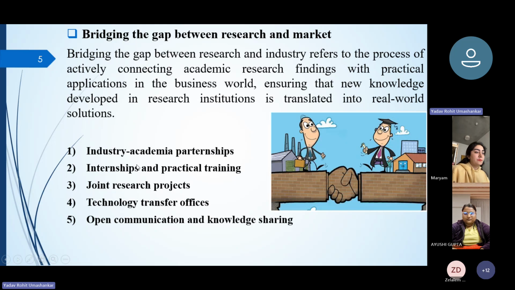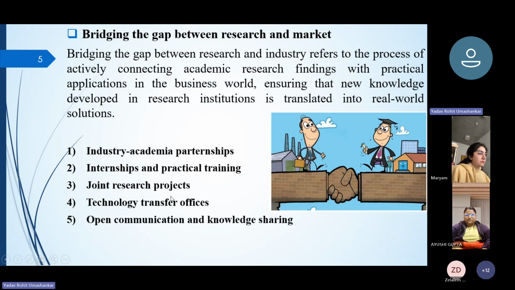In a research lab, we generally do hardcore research and development. Hardcore, I mean hardcore research. But we don't have the practical knowledge of how whatever research we are doing can be implemented at the industrial level. So if there is a collaboration between industry and research institution, the students can go from research to industry to get practical training and knowledge through internships. And there are also joint research projects, as I explained in the industry academia partnership.